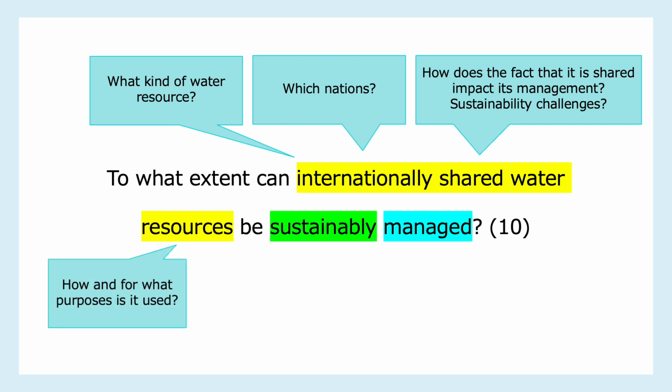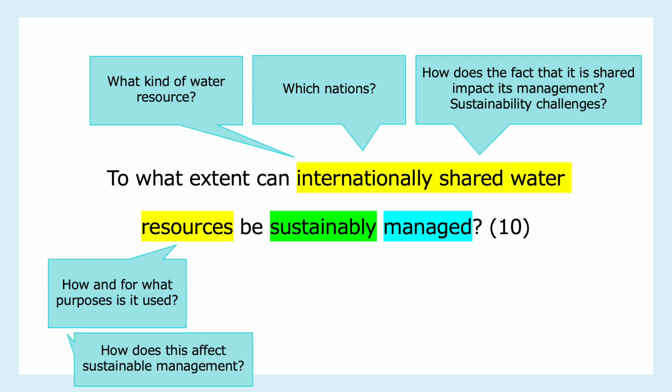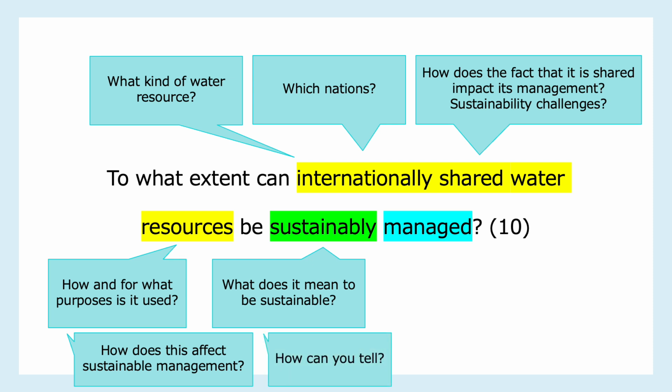How and for what purposes is the water actually used? And does that actually affect the way that it should be managed? What does it mean to be sustainable, and how can you tell if something's sustainable? So we're probably going to want to define that in our introduction someplace, and we're also probably going to use that as a basis for our evaluation of different management methods.